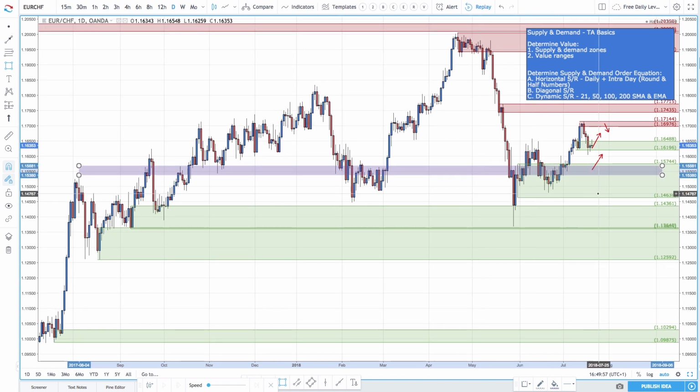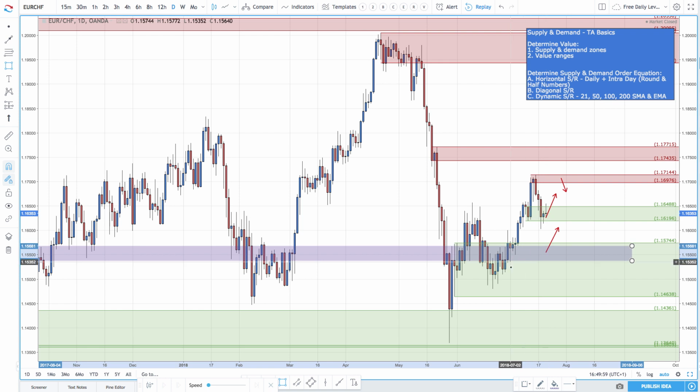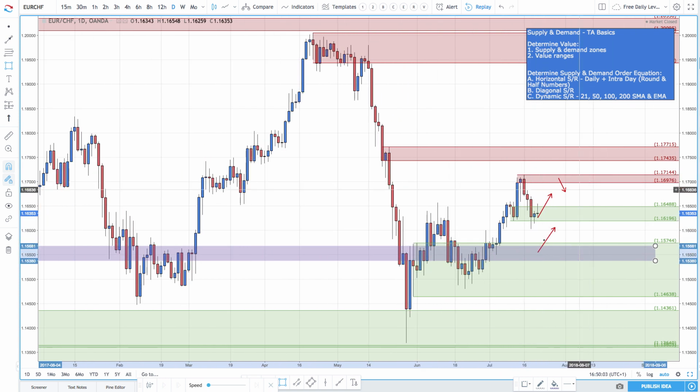areas, right? Again, diagonal and dynamic, right? Support and resistance within these areas to see if you want to be a buyer. Again, same thing applies if you want to be looking to get short.